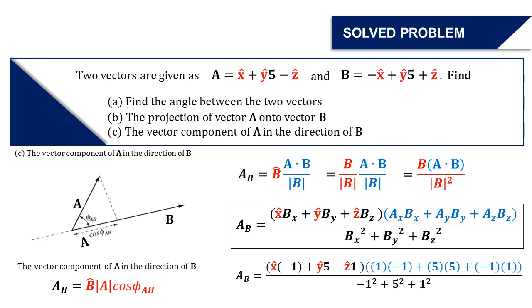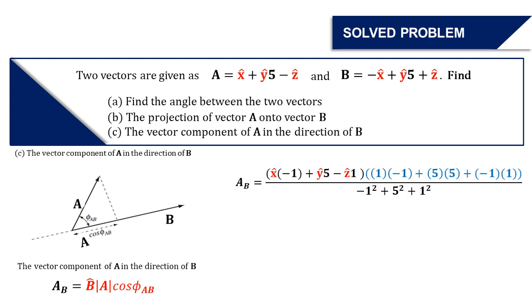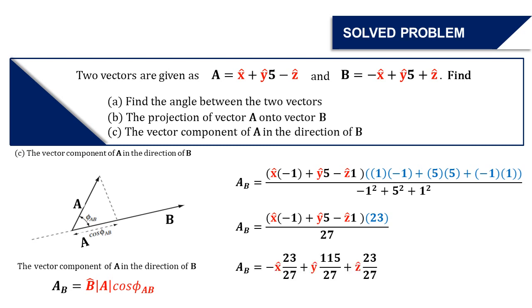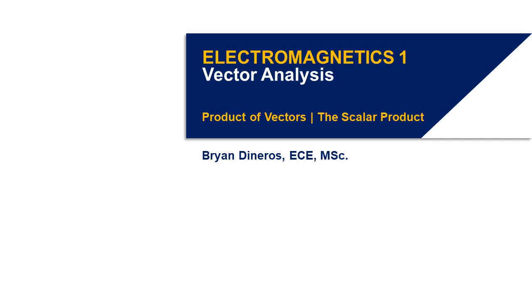Okay. So, once we have a formula for getting the vector component in the direction of another vector, we just substitute our given vectors. So, therefore, here is our answer. Let's simplify first our dot product, that is 23. Then the denominator, that is 27. So, we simplify more. Here is our answer. 23 over 27. Then in the middle, 115 over 27. Then the third, 23 over 27. So, that's it.